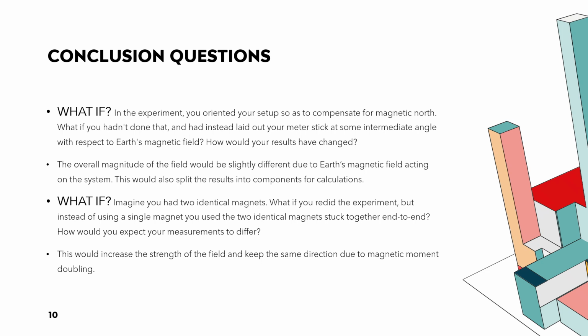For the final conclusion questions, the first one asks, if we didn't account for Earth's magnetic field, how would the results have changed? The overall magnetic field would have been slightly different because the Earth would be acting on the system, and this would also split the resulting magnetic field into component vectors for certain positions. The other what-if question is that if you had two identical magnets stuck together, this would increase the strength of the magnetic field in the same direction because the magnetic moment would be doubled.